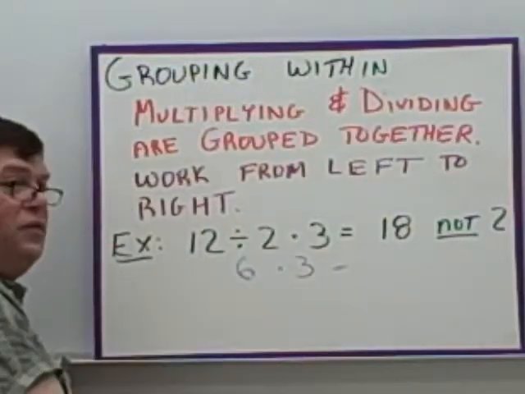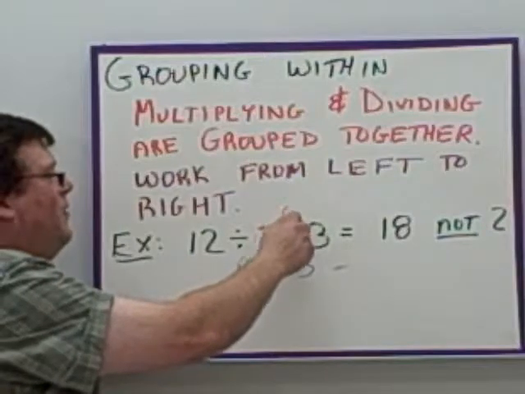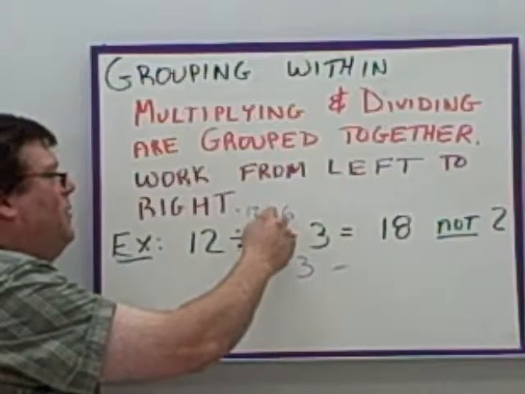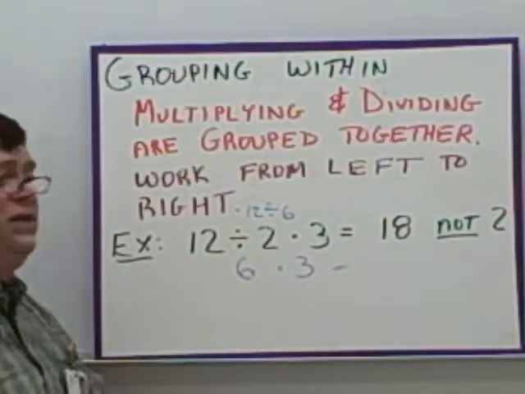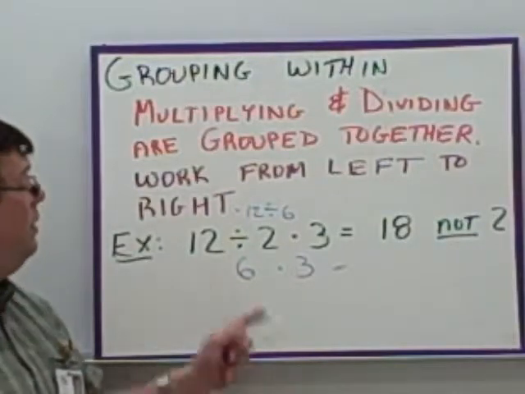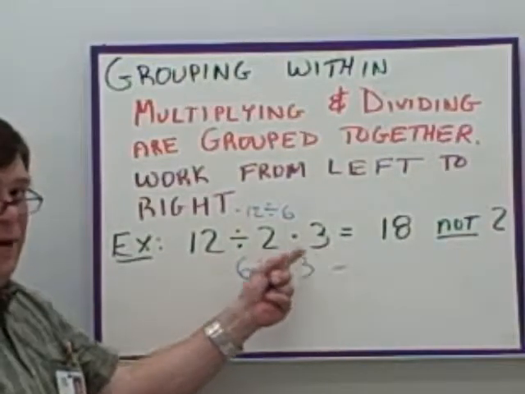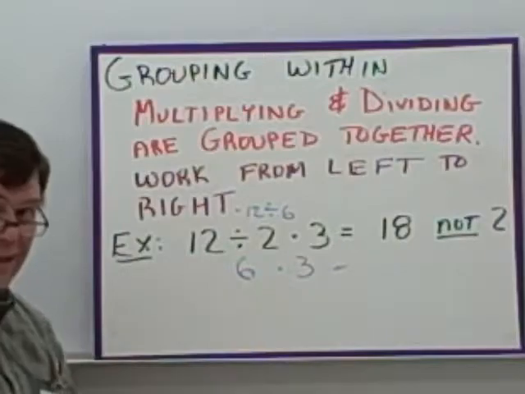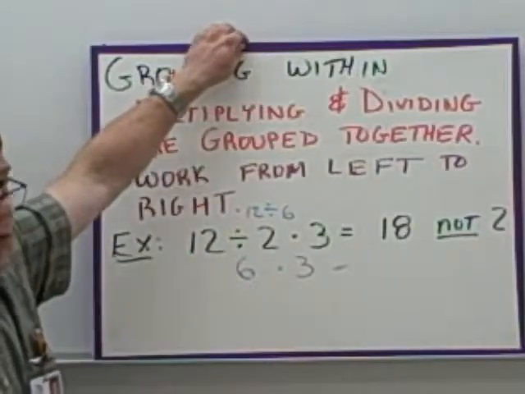If I had done the multiplying first, I would have gotten 6 here. 12 divided by 6 would have given me 2. But that's wrong. You've got to do from left to right when you've got division and multiplying together in an equation or expression.